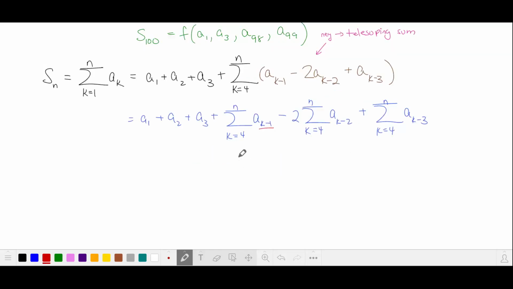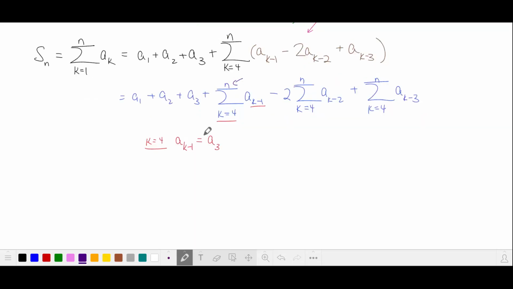When we rewrite these subscripts, we'll have to change the lower and upper bounds of k. Our lower bound of k is 4. For our first term here, this means that we start with a sub 3. Our upper bound on k is k equals n. This is a sub n minus 1. So rewriting, replacing a sub k minus 1 with a sub k, our lower bound is k equals 3 and our upper bound is n minus 1.